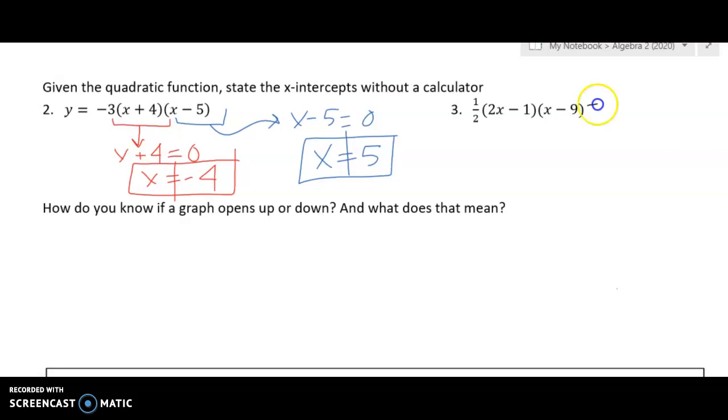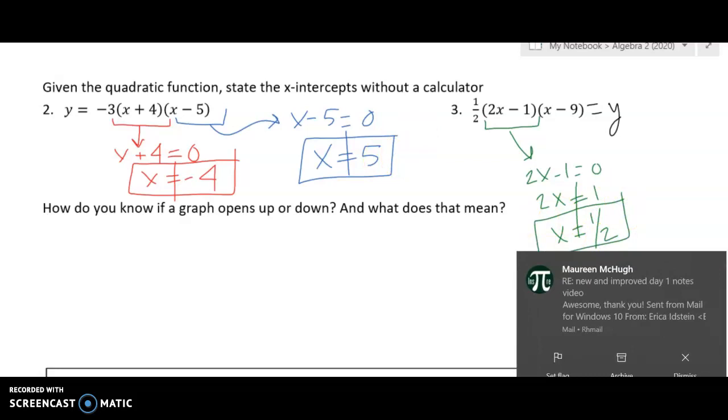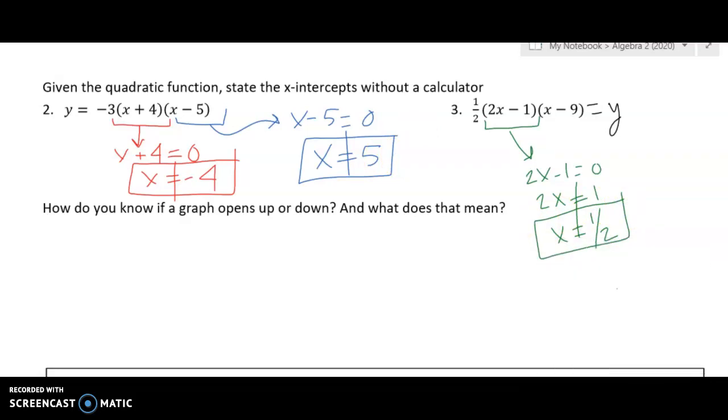This next problem, I need to add a little something on there. It equals y. This next problem, I'm going to go ahead and take each piece with x in it. So 2x minus 1, set it equal to 0. Solve for x, so I add 1 to the other side. I divide both sides by 2, and I get that x is equal to 1/2. And I'm going to do it again for this other piece over here. x minus 9 is equal to 0. I add the 9 to the other side, and I get that x is equal to 9. And again, two answers there.